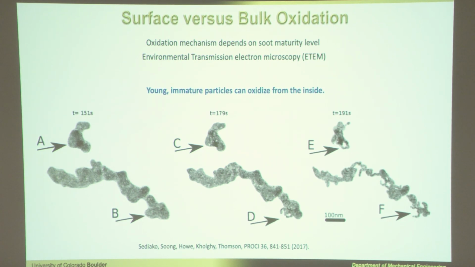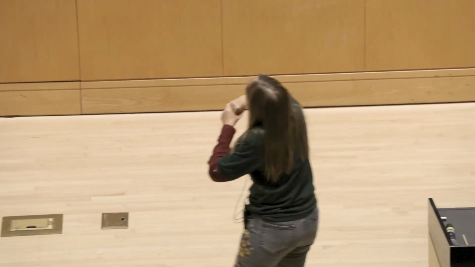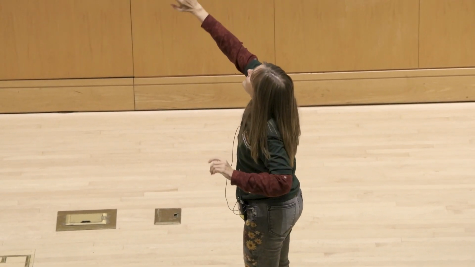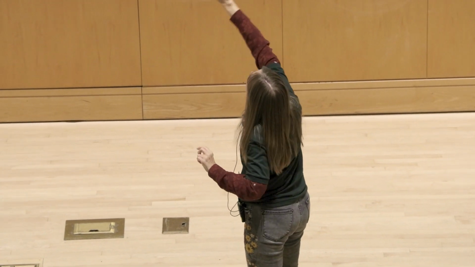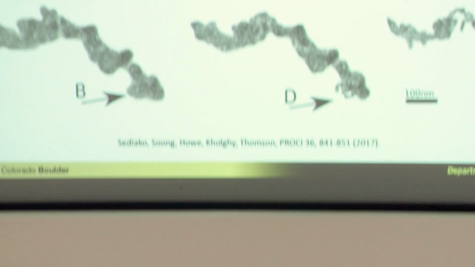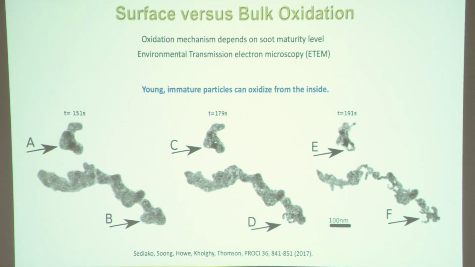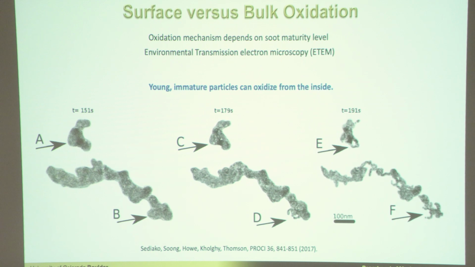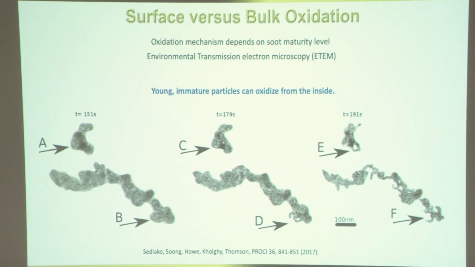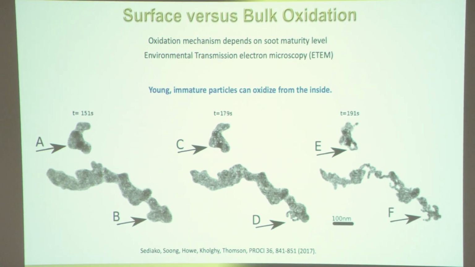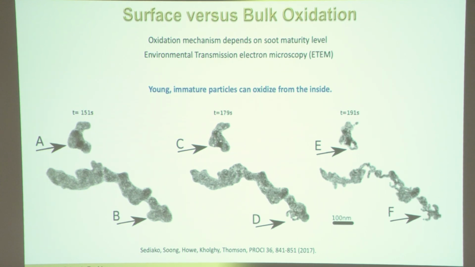So they put these particles in where they could watch through TEM, they could actually watch the particles as they were oxidizing. So if you start out on the left-hand side and you move over to the right-hand side, you'll see that the particles are kind of disintegrating, right? They're going away as they oxidize. And you'll notice that they're oxidizing in different pathways. So it turns out that particles that are not very mature tend to oxidize from the inside.